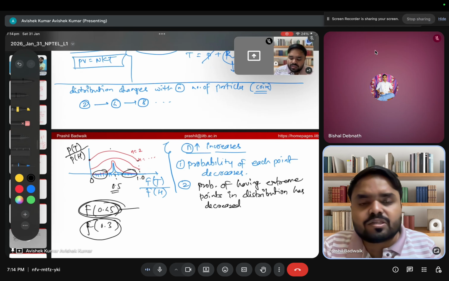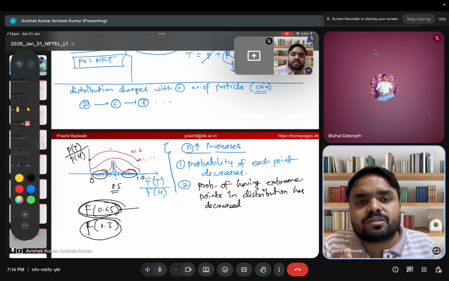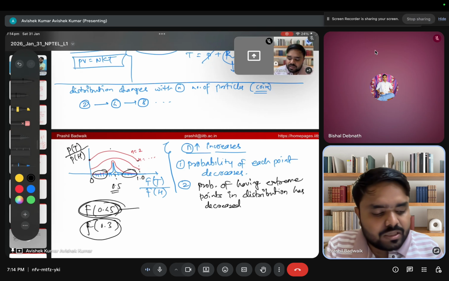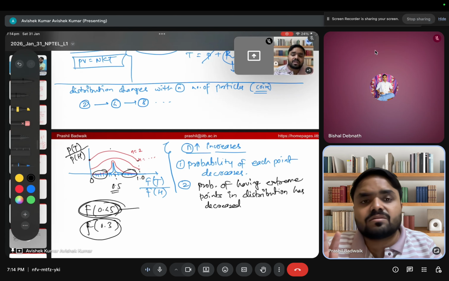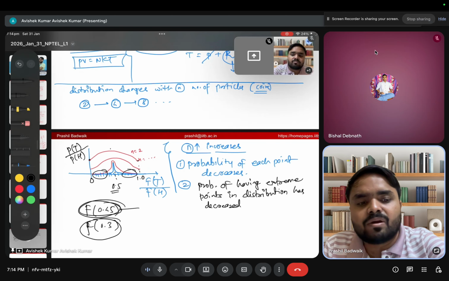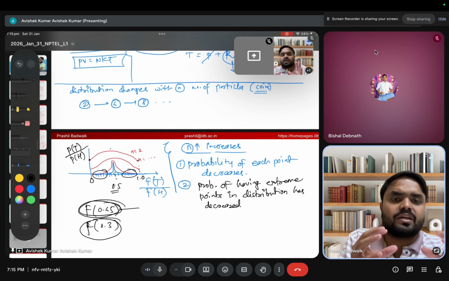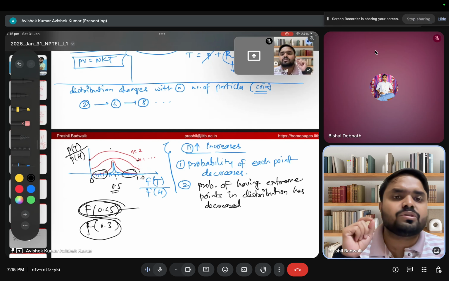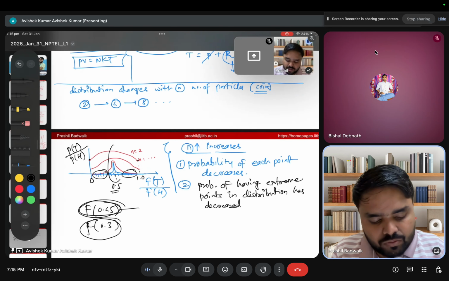So in all these distributions, if you divide everything by the highest value of probability in that distribution, you will see that the probability of having a distribution close to the center value has increased. That means the extreme points are having lesser and lesser probability. That is the principle of large numbers. When we increase the number of particles, or coins, in the system, the probability of having the central value increases. That is the central limit theorem, right?